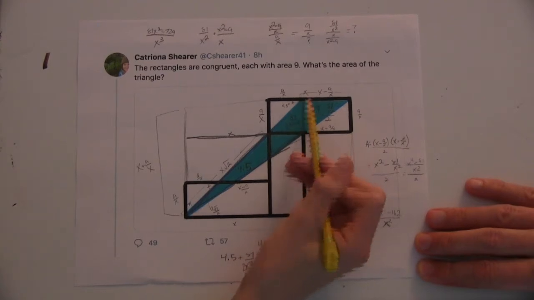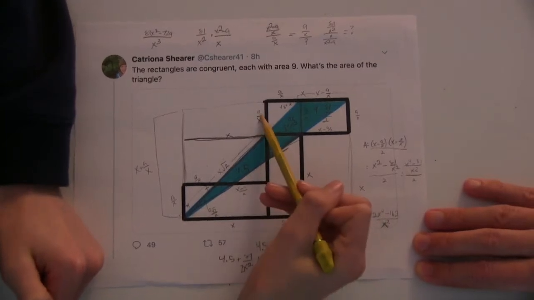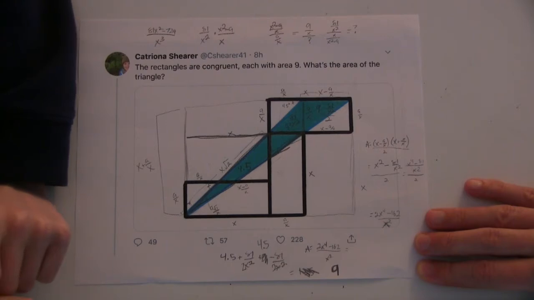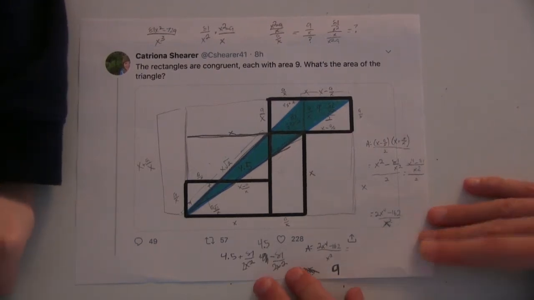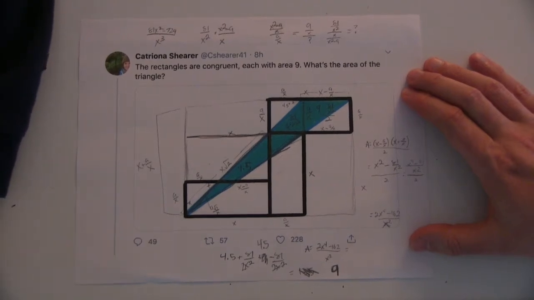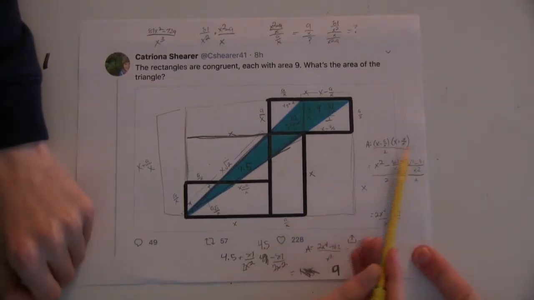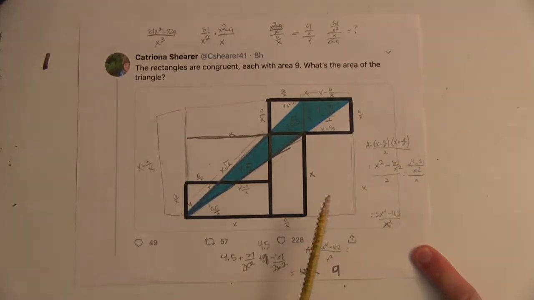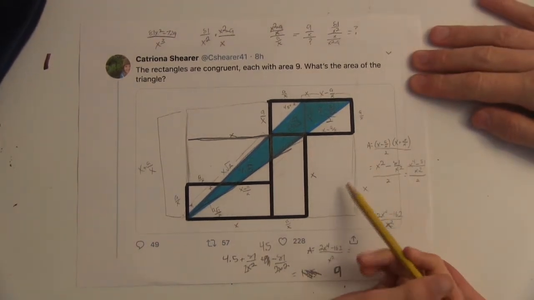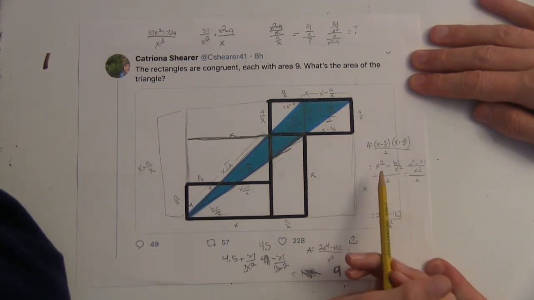So this is x minus 9 over x. And then this side here is 9 over x, and then x. So this is x plus 9 over x. And so the area of the triangle is x minus 9 over x plus x plus 9 over x, all over 2. Okay, it looks like I'm covering that up over here. This is a difference of squares. So it becomes x squared minus 81 over x squared, over 2.